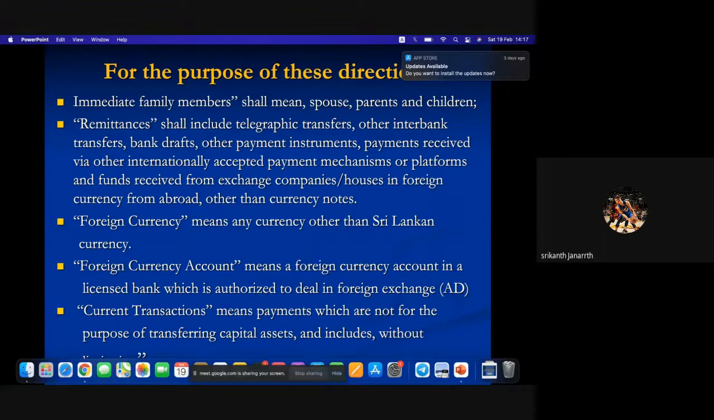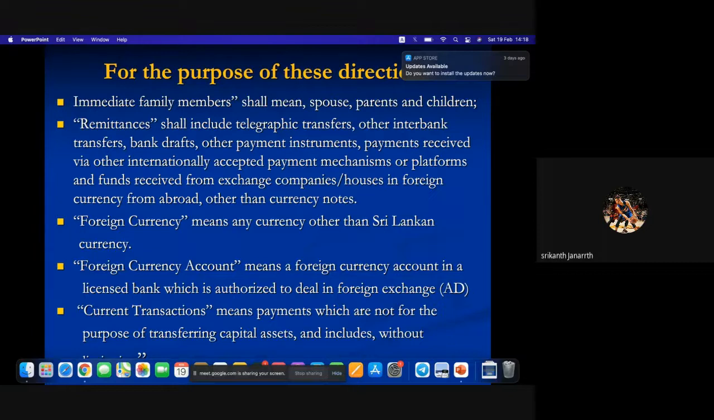There is no limit for current transactions, right? But remember, those payments should not be connected to the movement of assets. When you say asset, there are real assets and financial assets. Real assets mean land, buildings, that kind of thing. Financial assets are securities and investments, buying treasury bills, buying bonds, right?